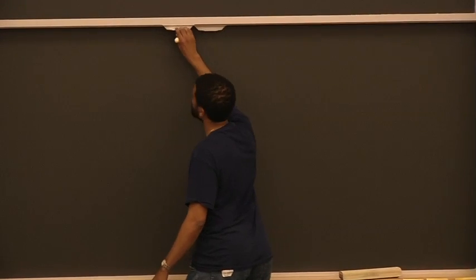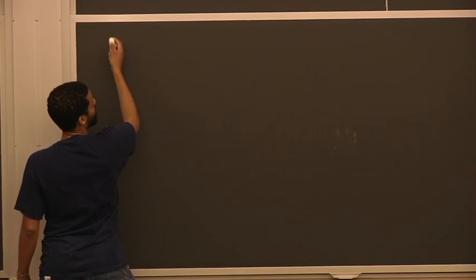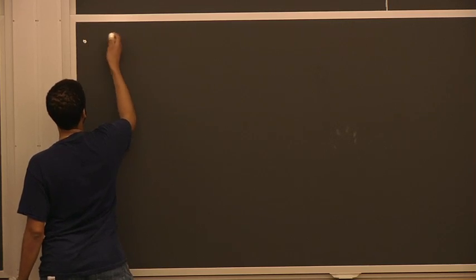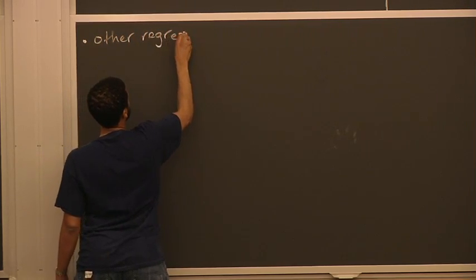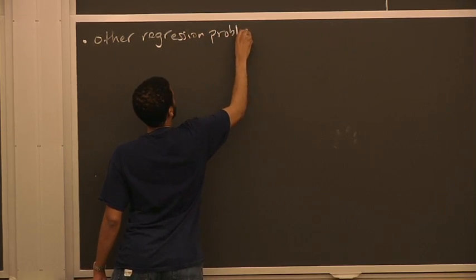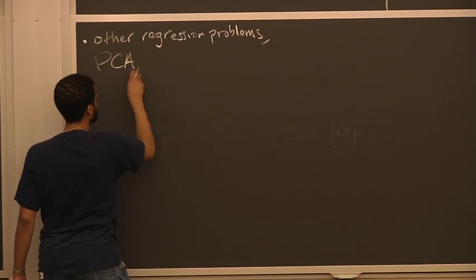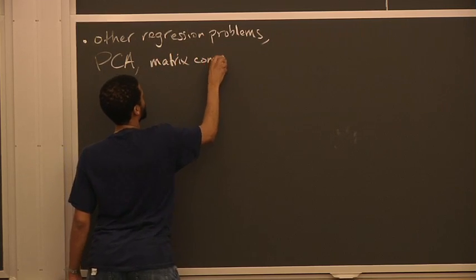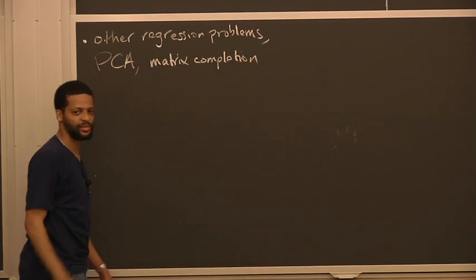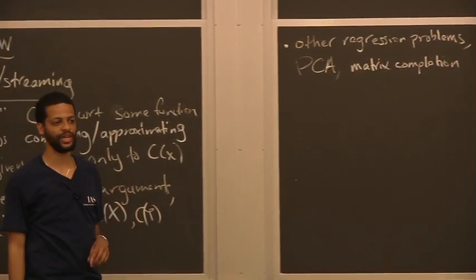Linear regression was just one example, but there are a bunch of other examples. For example, some other forms of regression, not just linear regression. PCA is another thing. Principal components analysis is another thing we're going to talk about later in the course. Matrix completion is another thing we're going to talk about. It's often called the Netflix problem, where you're given a big matrix, let's say users of Netflix and movies, and then people rate movies.